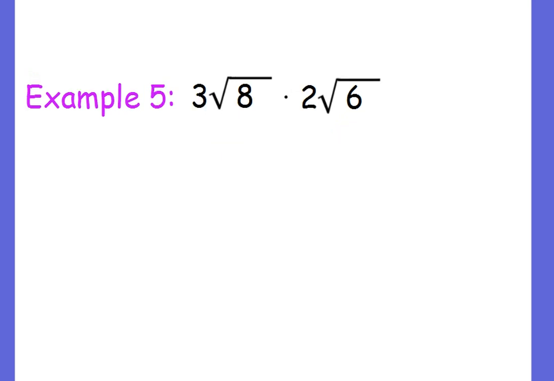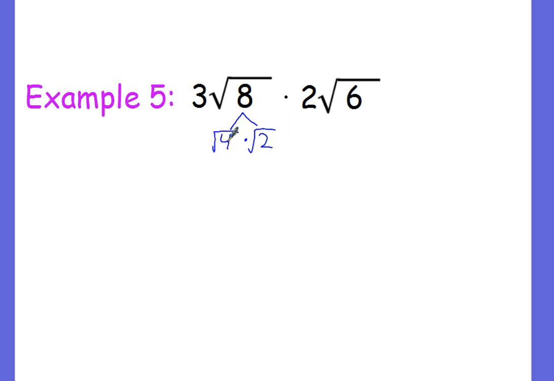All right, let's look at another example. We've got more multiplication here with radicals. So let's look at each one individually and see if we can simplify it first. So let's look at 3 square root 8. I know I can simplify the square root of 8. Think of the largest perfect square that goes into it, which would be 4, right? This would be 4 times 2.